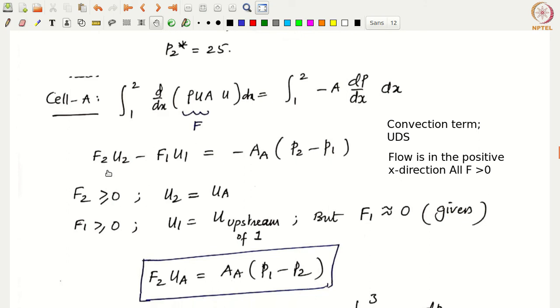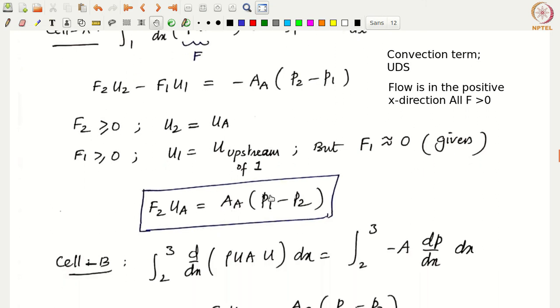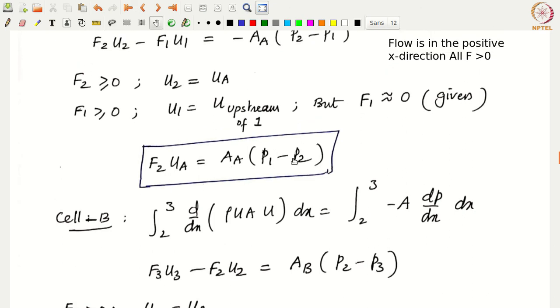That means what we are left with is F2 uA equals minus AA, or if I absorb the minus inside, we can write this as AA times (p1 minus p2), okay? All right. So we have F2 uA equals AA times (p1 minus p2).